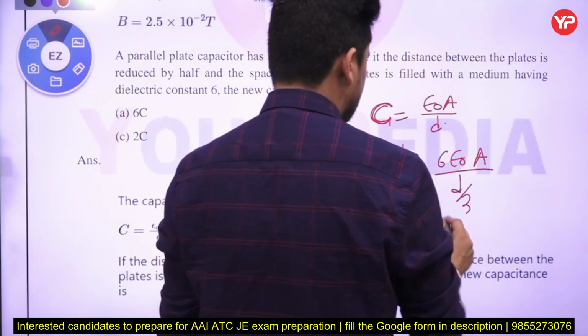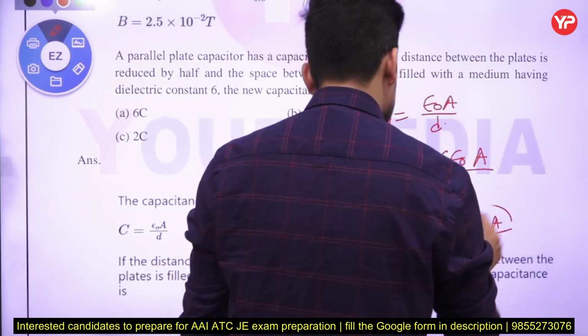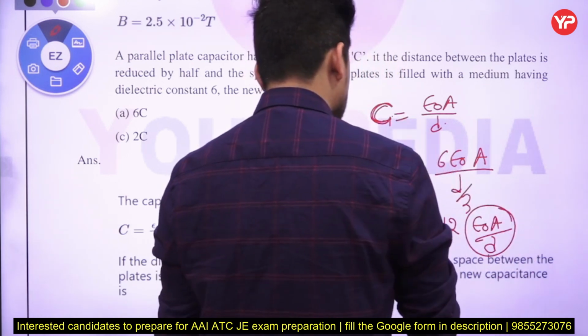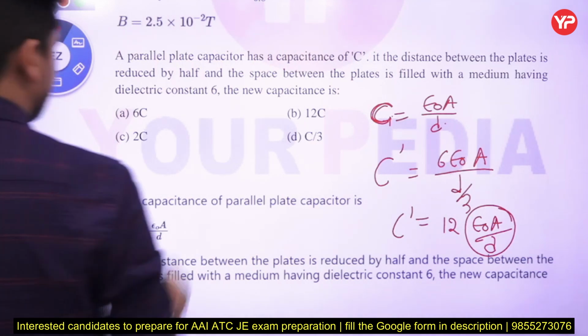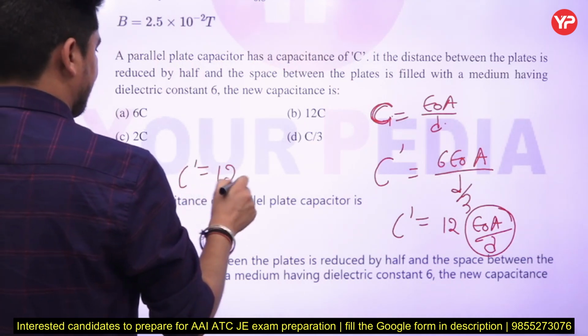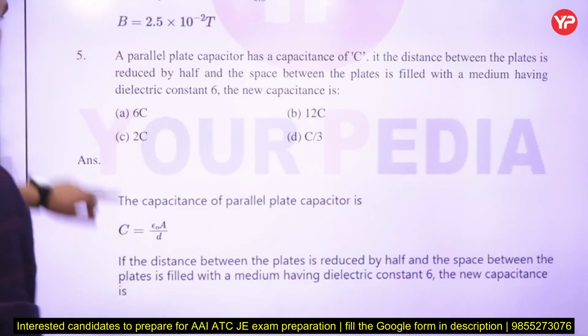So that will become 12 times epsilon naught A upon D. This value is again C, so C dash is going to be 12 times C. So what will be the answer? The answer will be B. So that is the question.